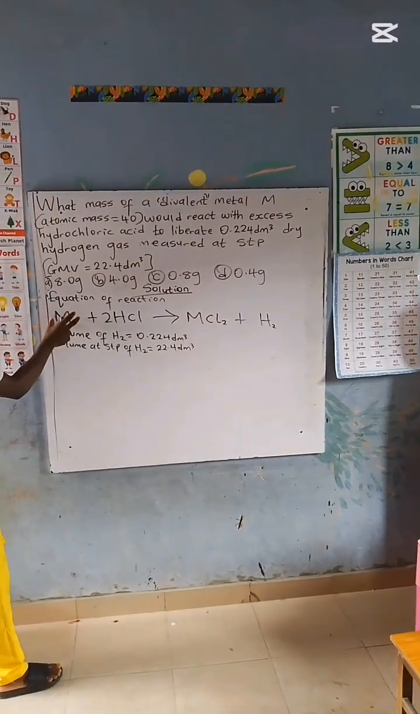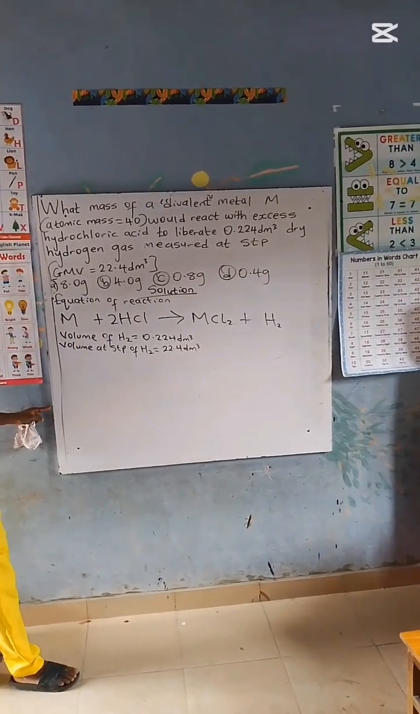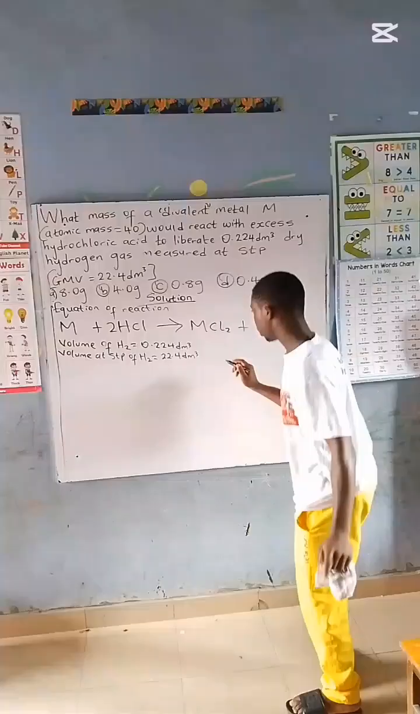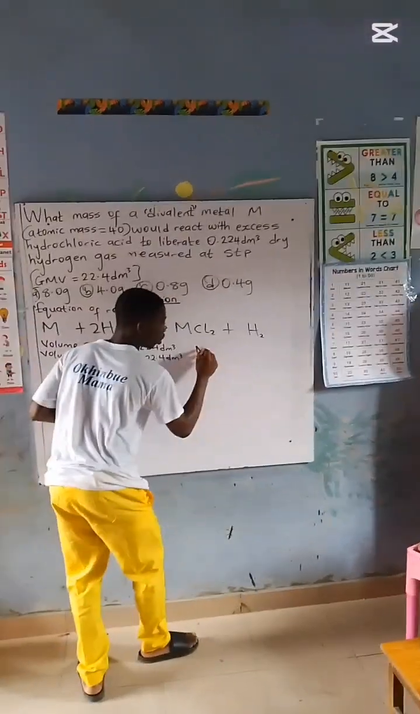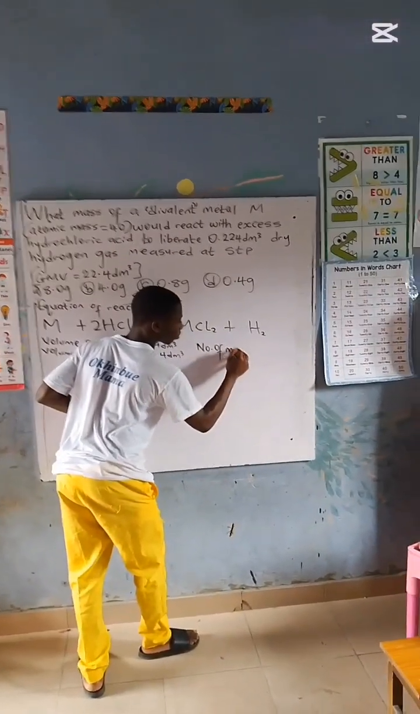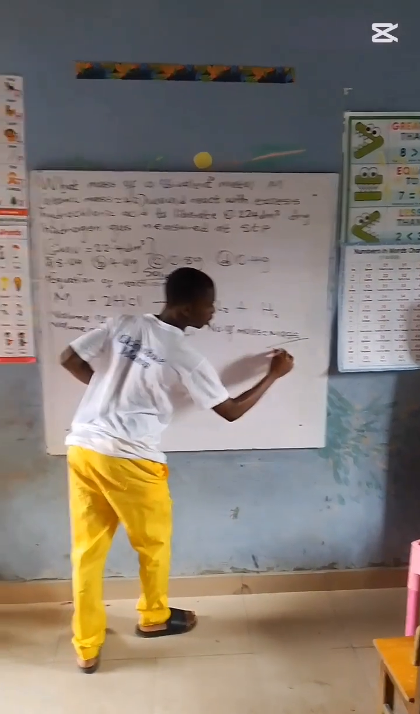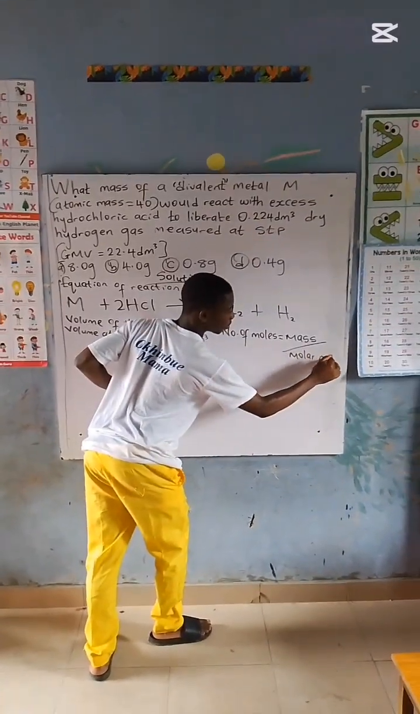Now for us to be able to find the mass of this metal, we will use the formula. Let's come to this side of the board. Observe. We use the formula: number of moles is equal to mass over molar mass.